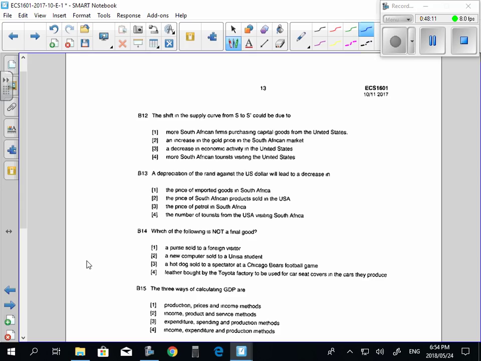Number one, more South African firms purchasing capital goods from the United States? No, the demand for dollars would have increased in that case. An increase in the gold price in the South African market? That would be it. Why? Americans need to swap more dollars for the same amount of gold, so we get a higher supply of dollars.